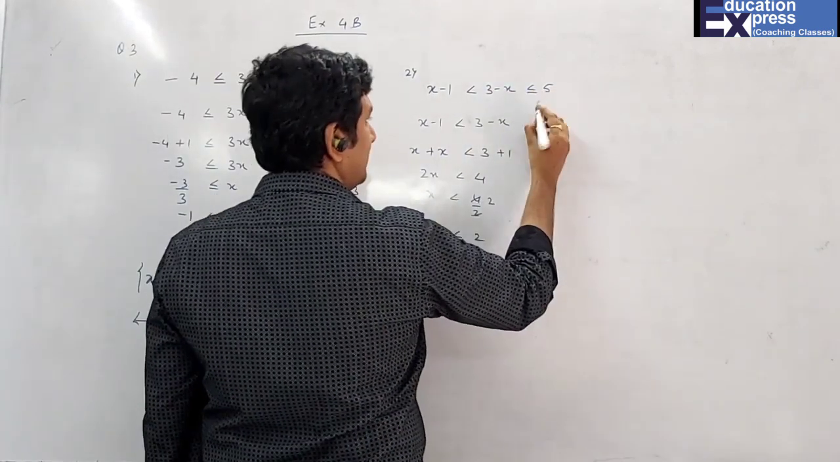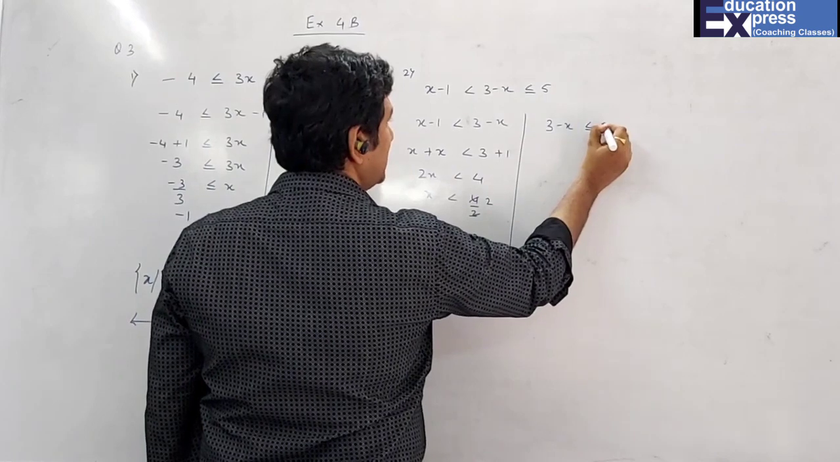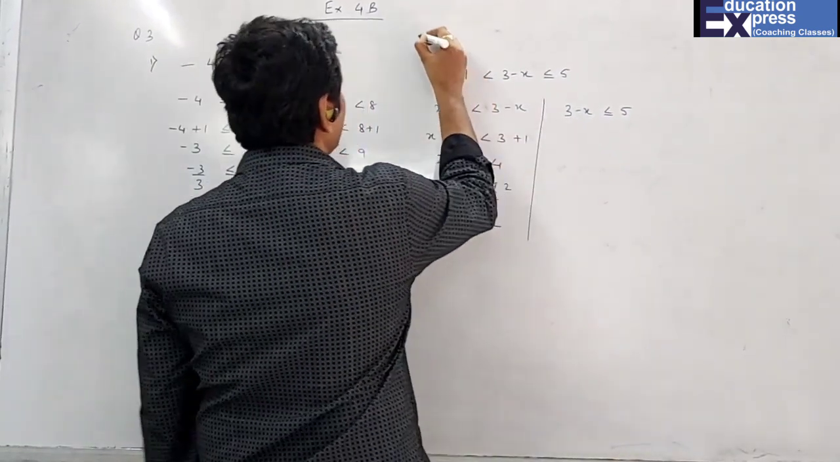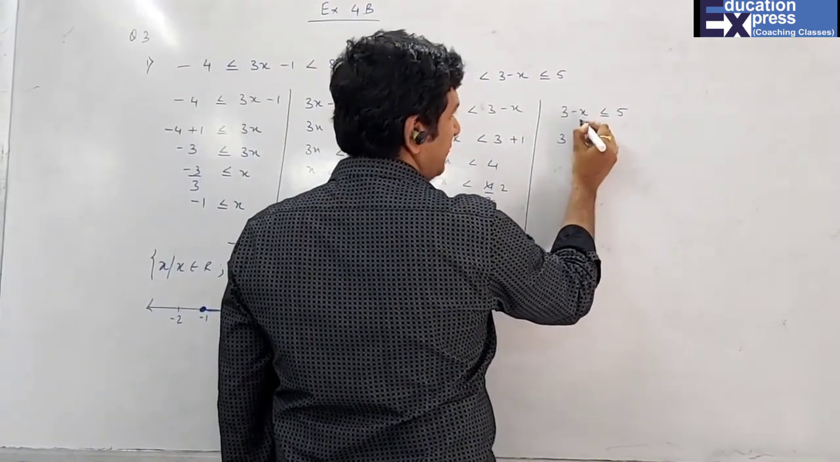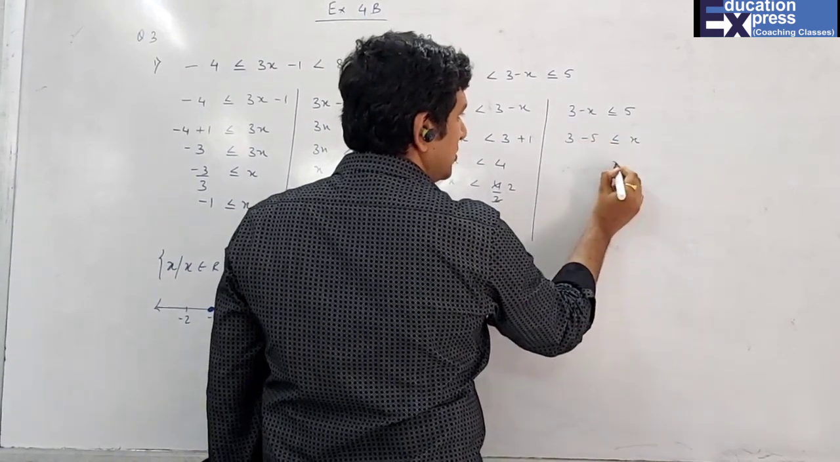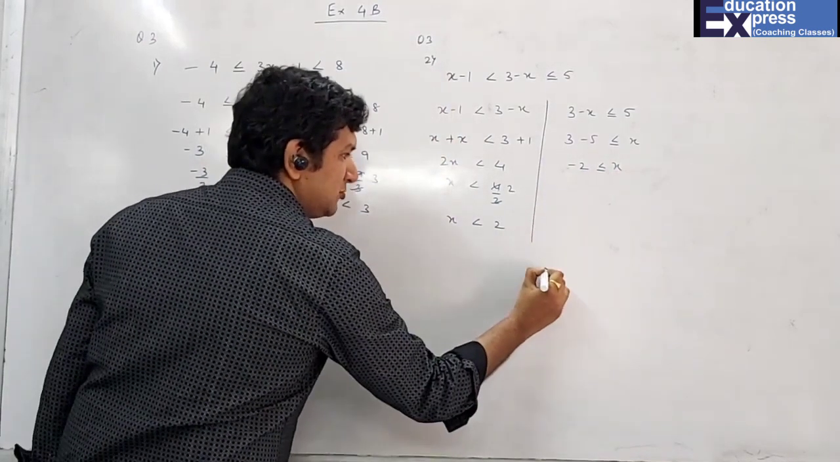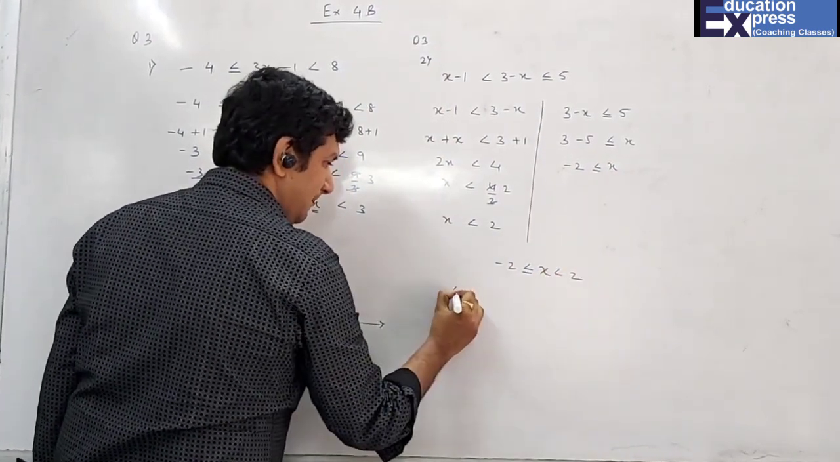Now here, 3 minus x is less than equal to 5. Question number 3, second part. So minus x obviously has to be positive. X will come on this side, become plus x, and plus 5 becomes minus 5. So x is more than equal to minus 2. So as I've told you, x will come in the center. X is more than equal to minus 2 and less than 2.